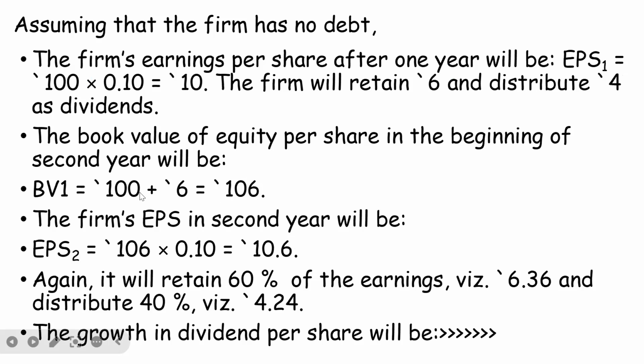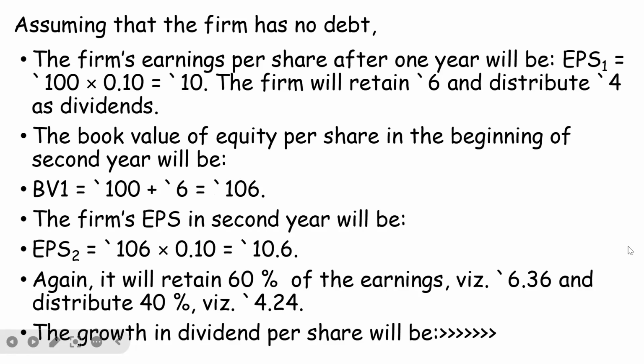Because your 100 par value plus 6 retention makes your book value 106, and 4 has been distributed. In the second year, your earning per share is 10% of 106, which is 10.6. And from this 10.6, again 60% will be retained, which is 6.36, and 40% will be distributed, which is 4.24.